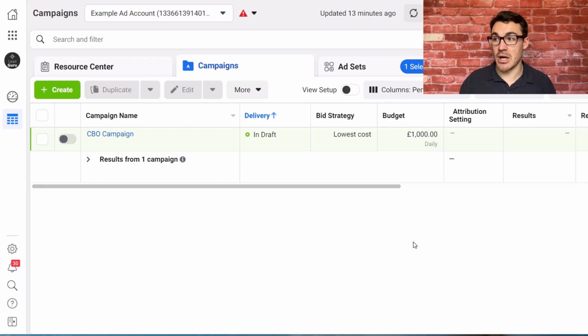Account spending limits are much more severe for people in countries where I think Facebook typically have more issues with recovering payments. If you're an advertiser set up in the US or the UK, you're probably going to have a much higher spending limit, and it's going to be increased quicker than if you're in other countries where Facebook tend to have a bit more issues.